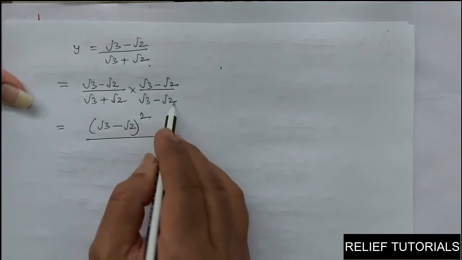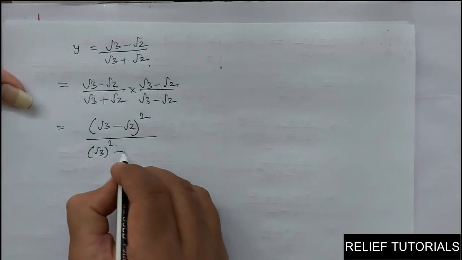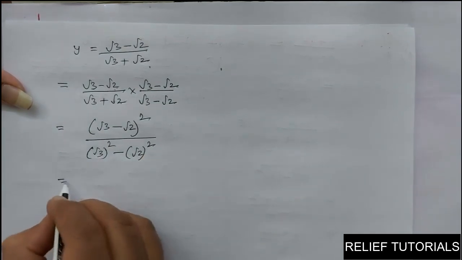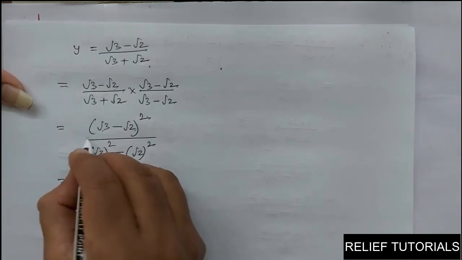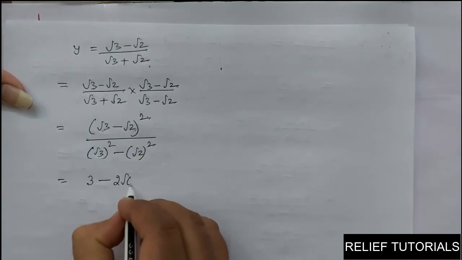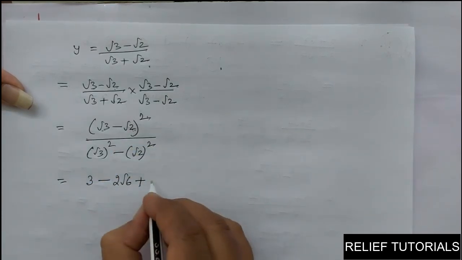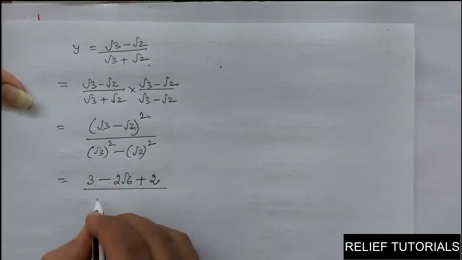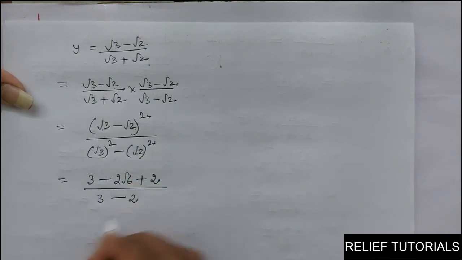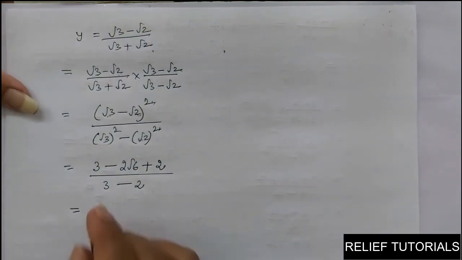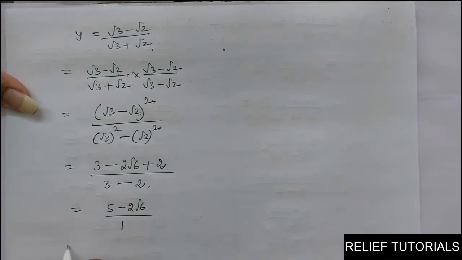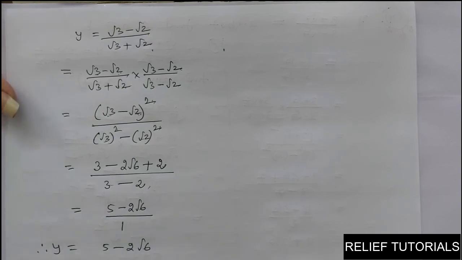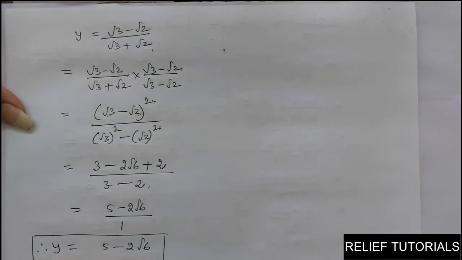Now (a + b)(a − b) is a² − b². And (a − b) the whole square: a square, √3 square is 3, minus 2ab, 2 into √3 into √2, so 2√6, plus b square, √2 square is 2, upon √3 square 3 minus √2 square 2. So that is 3 plus 2, 5 minus 2√6, upon 3 minus 2, 1. So that is equal to 5 − 2√6. Therefore, you got the value of y.